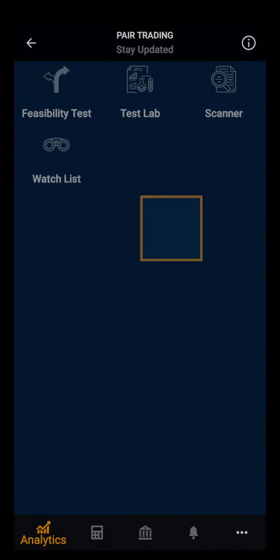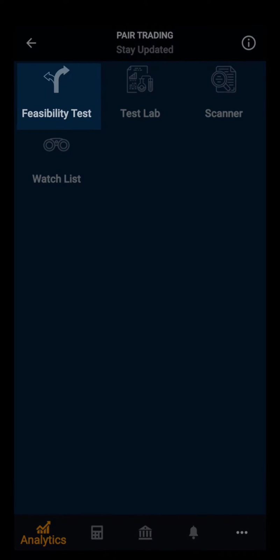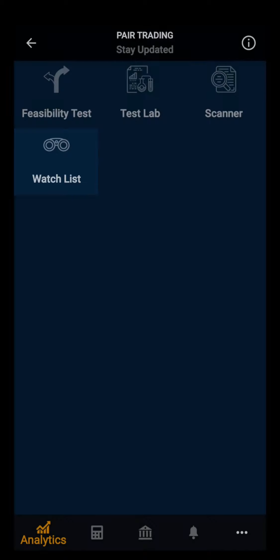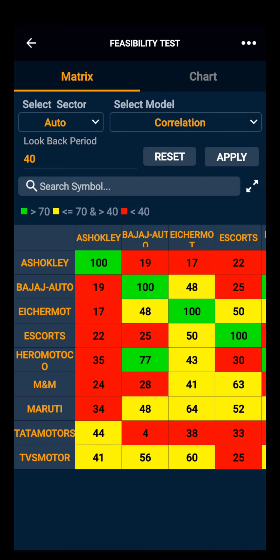Clicking on pair trading, you can see 4 tabs. First one feasibility test, then test lab, then scanner, and the last one watch list. As of now, we are looking at the feasibility test. You can see 2 parts, metrics and chart.